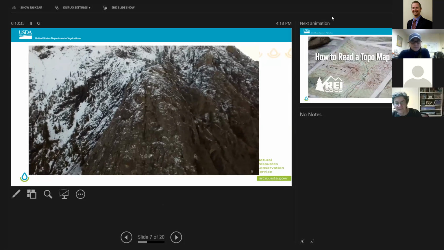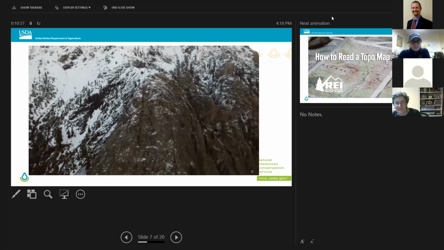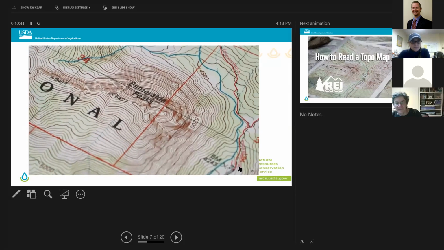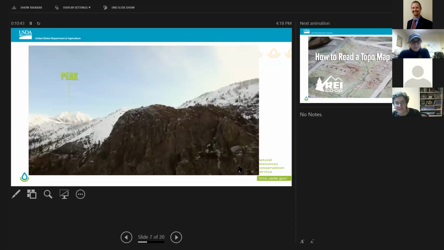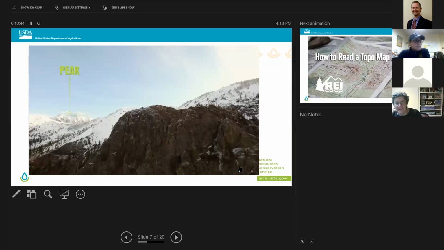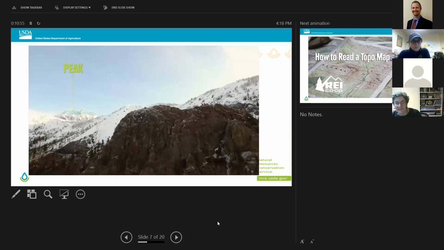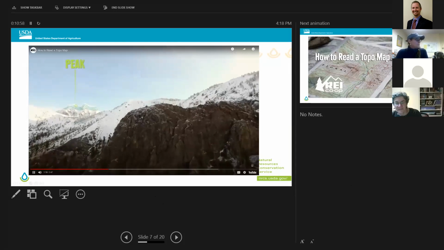Contour lines can also help you visualize the shape of the terrain. For example, as the lines form smaller and smaller circles, they're probably showing a peak. Spend some time with a map of a familiar area and see if you can pick out terrain features just by looking at the contour lines.